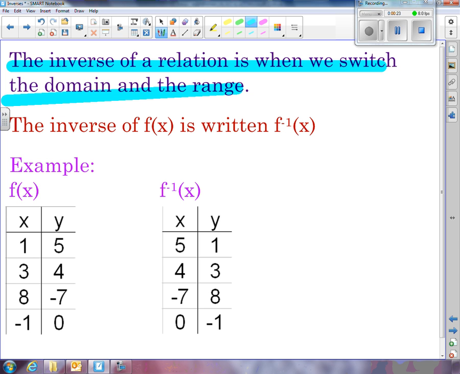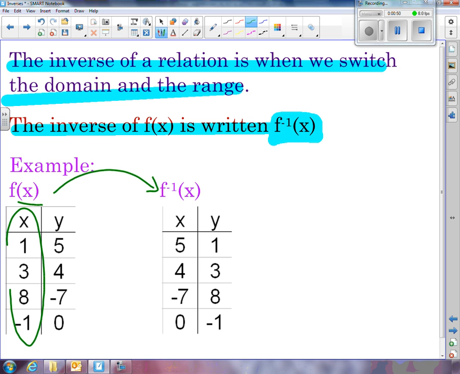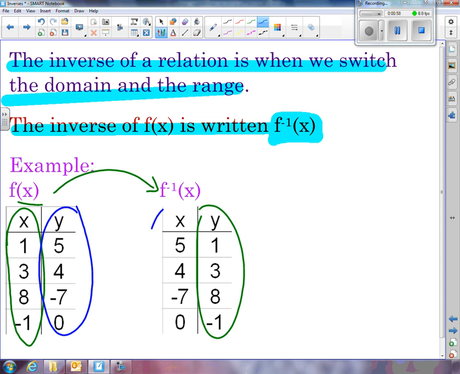Just so you're aware of the notation, the inverse of a function is written as f with a little power of -1. It looks like a power. It really just means f inverse. So here we have a little example where our original function, f of x, has x values of 1, 3, 8, -1. The inverse of that will have these values switched. All the x values of the original became the y values of the inverse, and all the y values of the original become the x values of the inverse. All we're doing is switching the x's and the y's.